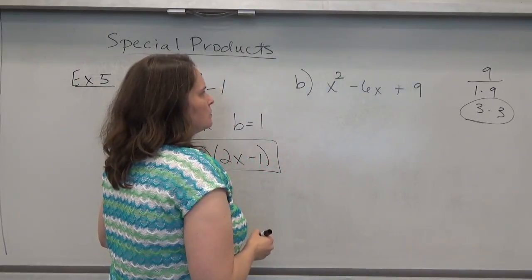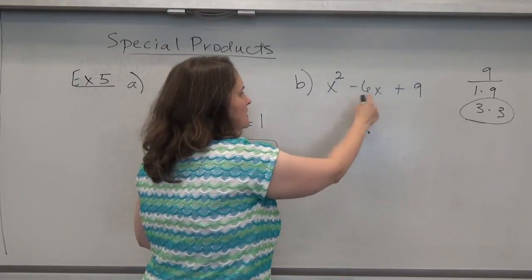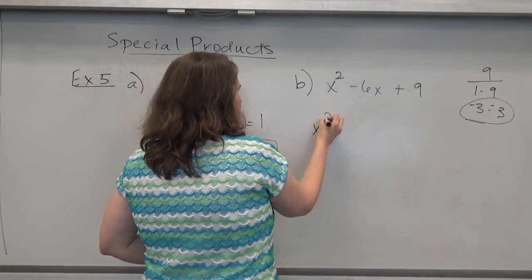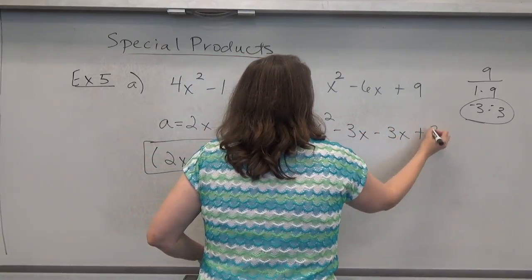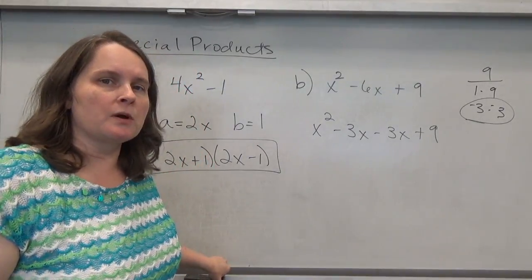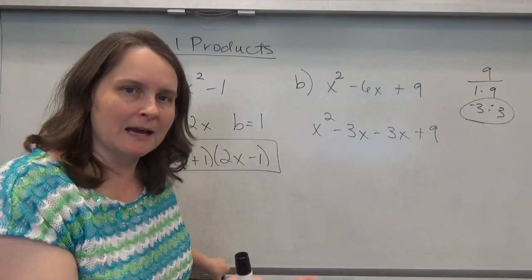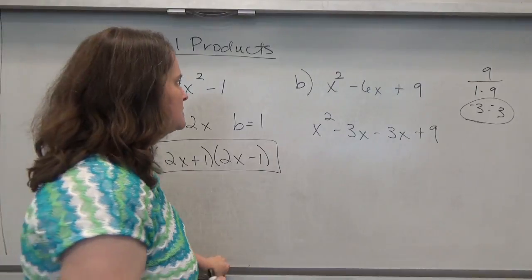All right, and then we need to add these together to give us a negative 6. So they need to both be negative. So we've got x squared minus 3x plus 9. Keep in mind that because this is a perfect square trinomial, when we get finished, the two binomials need to be identical at the very end of the problem. So let's see what happens.